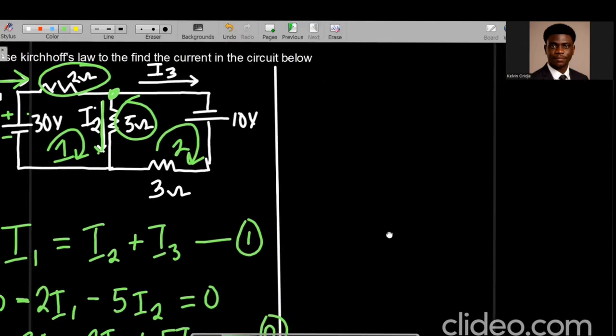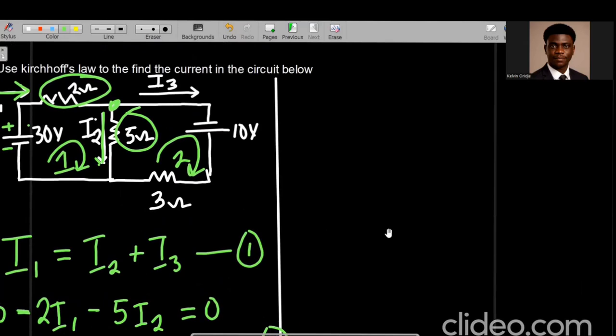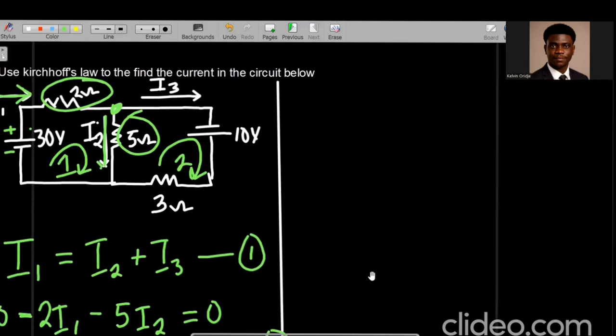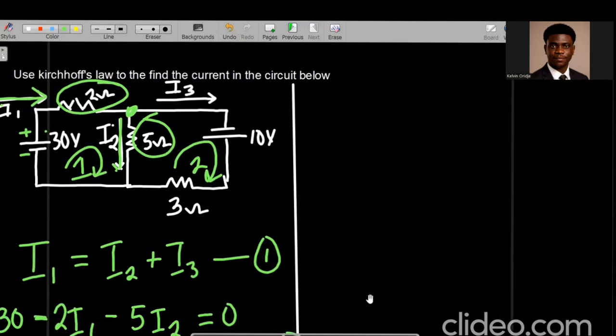We go on to the second loop. In the second loop, let's start from the 5 ohm resistor. A current of I2 is flowing through the 5 ohm resistor. You can see the current I2 is going downwards while the loop is facing upwards. So the loop and the current are in opposite directions. So there's going to be a potential lift across the 5 ohm resistor. So that will be 5I2.